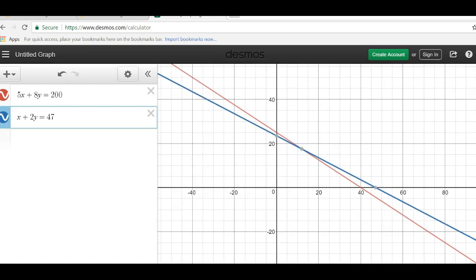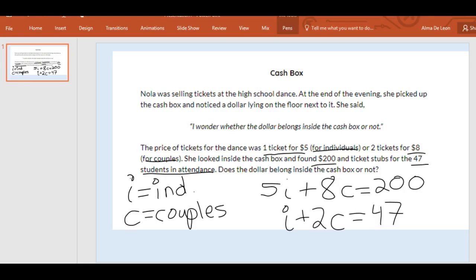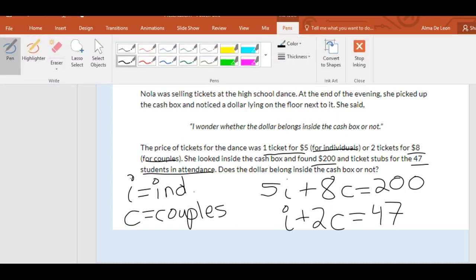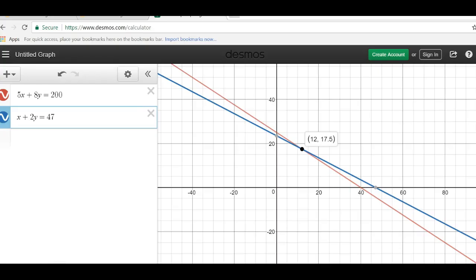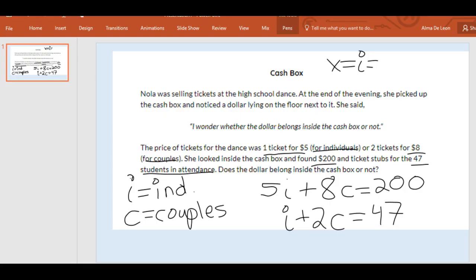I'm going to click on that point. That point happens to be 12, 17.5. So my x value, which in this case happens to be I, is going to be 12. And my y value, which in this case is c, the number of couples, happens to be 17.5.